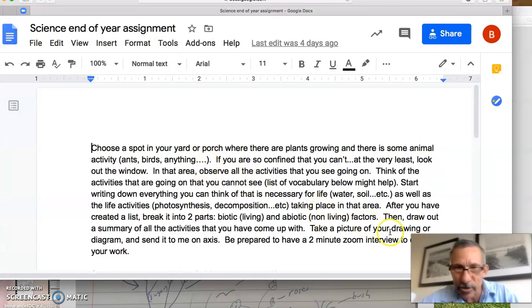All right, and then back to this assignment. Draw it out, take a picture, and send it to me on Axis. And then during class on Zoom, gosh, 2 minutes max, because we got like anywhere from 15 to 20 people doing this. Okay, so it'll get old real fast if we go on and on. So quick Zoom interview describing your diagram, describing your picture, and that is it. Okay. All right. We'll talk soon and get going on that. Hope you enjoy it.